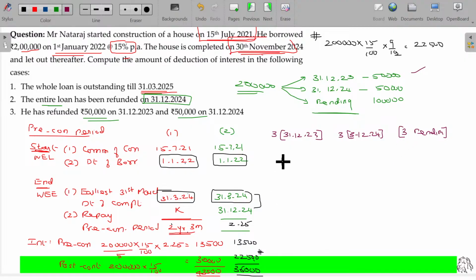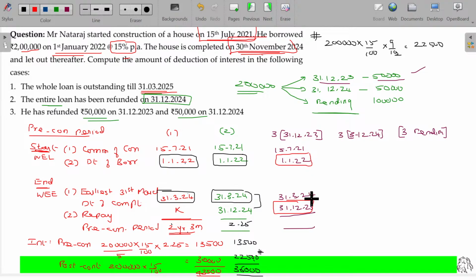Starting date, there is no difference. That remains 15/7/21, 1/1/22. Ending date, construction completion, there is no doubt. Repayment date for the first scenario being 31/12/23. Clear? For the 50,000 rupees. Between these two, whichever is later being this one, between these two, whichever is earlier being this one.